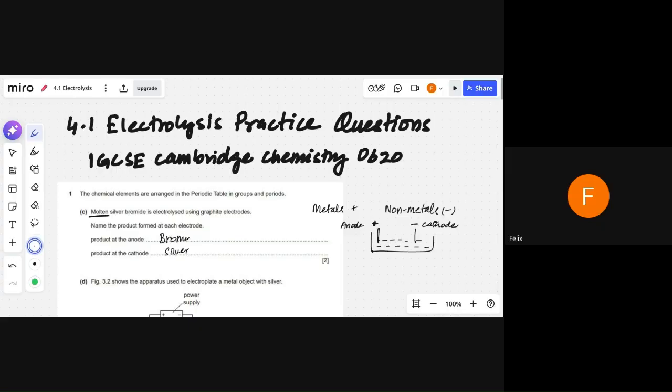Here they are testing whether you remember the charge on each of these electrodes. What's the charge on the anode? It is positive. And what's the charge on the cathode? It's negative. The other thing they are trying to assess is that you understand that opposite charges attract, right? So silver, carrying a positive charge, will be attracted towards the cathode, and bromine, carrying a negative charge, will be attracted towards the anode. So this is how you answer this question.